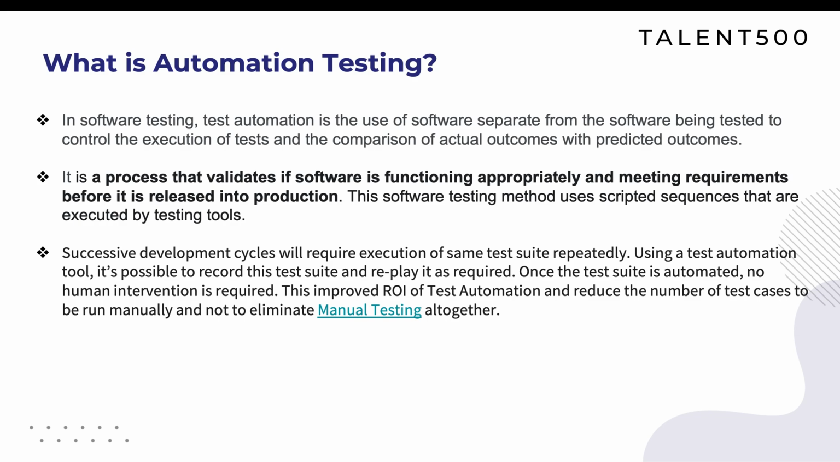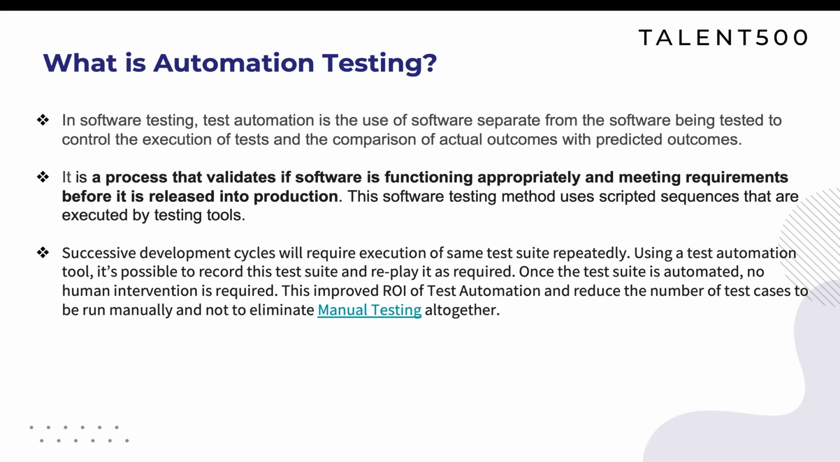If we go through the definition, then it is a kind of process that validates if software is functioning appropriately and meeting the requirements before it is released into production, but with the help of test scripts, right? Another way you can say test automation is the use of software separate from the software being tested to control the execution of tests and the comparison of actual outcomes with predicted outcomes. Or in another way, you can say a successive development cycle will require execution of the same suite repeatedly. Using a test automation tool, it's possible to record this test suite and replay it as required. So those are a couple of definitions about automation testing.